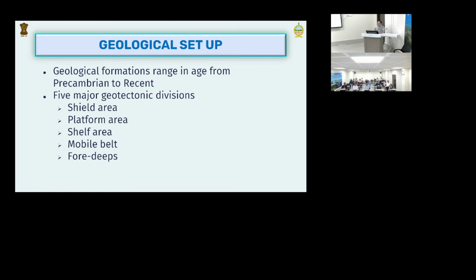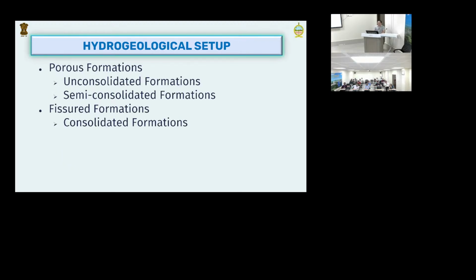And the geological setup ranges from Precambrian, the oldest rock formation, till the recent one. So there are 5 major geotectonic divisions: shield area, platform area, shelf area, mobile belt, and the 4 deeps. For the northeastern states, the hydrogeological setup can be classified into 3 formations: unconsolidated formations, semi-consolidated formation, and consolidated formation.